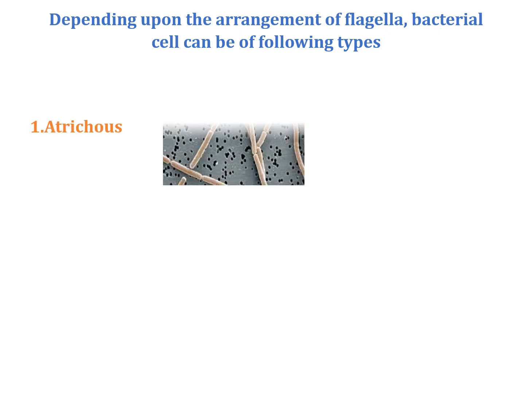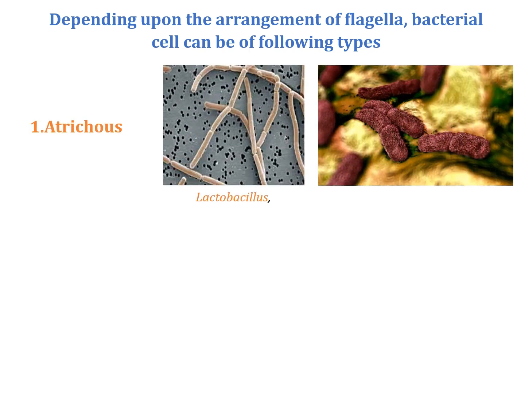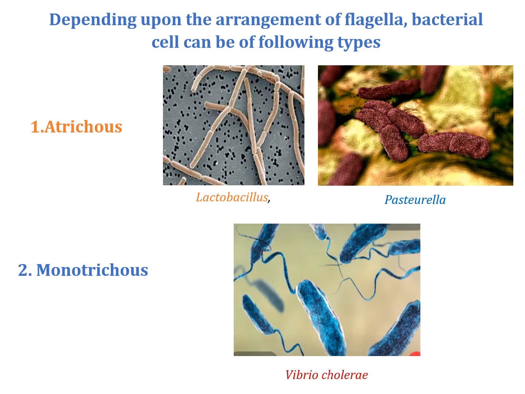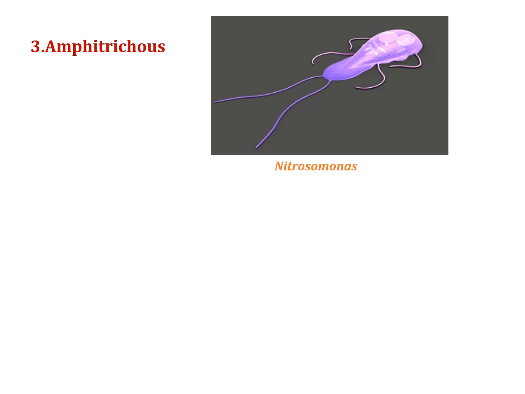Okay, so Atrichos, you can see this has no flagella, Lactobacillus and Pasteurella. Second, Monotrichous, the example of Vibrio cholerae. You can see in this one flagellum, only one. Amphitrichous. So Amphitrichous, that is one flagellum at each pole. Okay, Nitrosomonas, each pole. So many flagella are present in the Nitrosomonas.